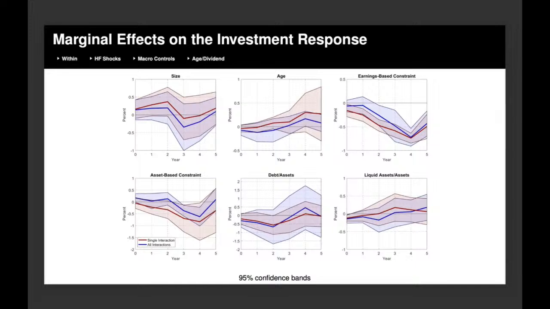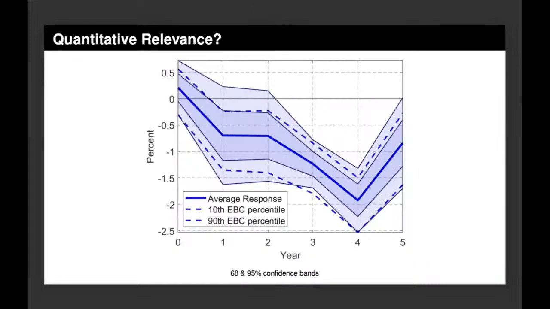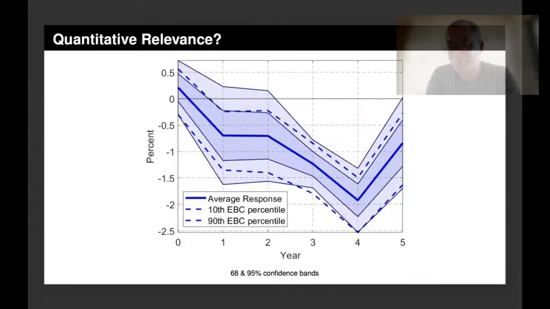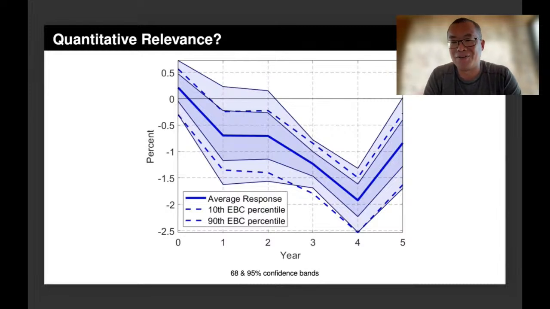Well, there is one, the asset-based constraint, which is a little bit significant at a certain point, but it is not robust if we include a different set of control variables. So the only theory which passes our tests is the earning-based constraint. Well, of course, you may say probably this is the theory that we should take in our modeling.